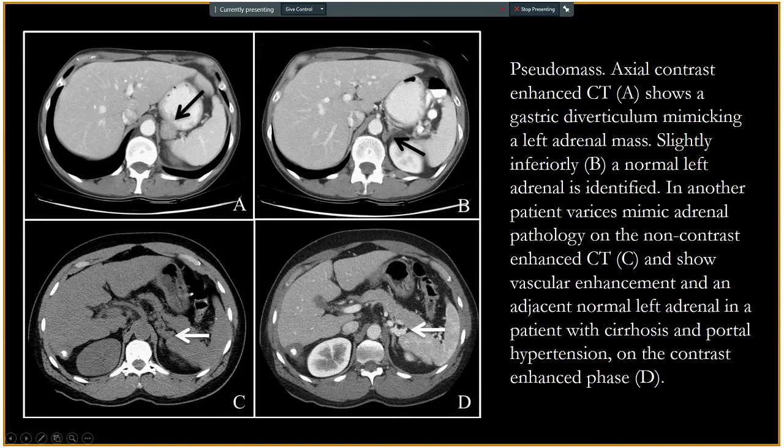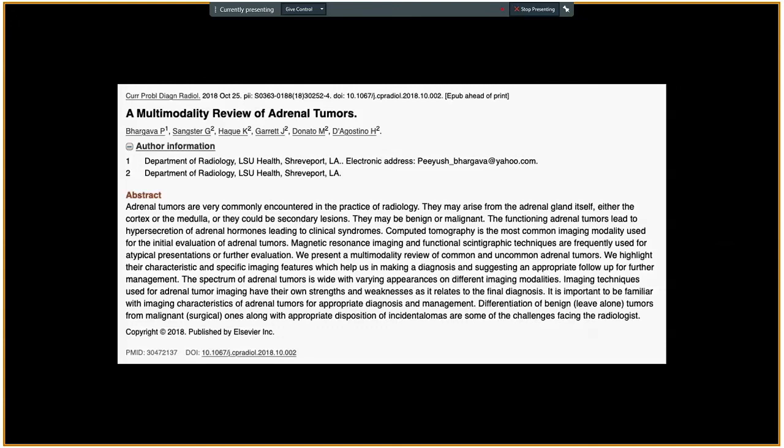All right, so if you want more information, go to this paper. This is a good review that we published not too long ago, and you will find all the figures that I showed you with their legends in this paper and more information on individual tumors.